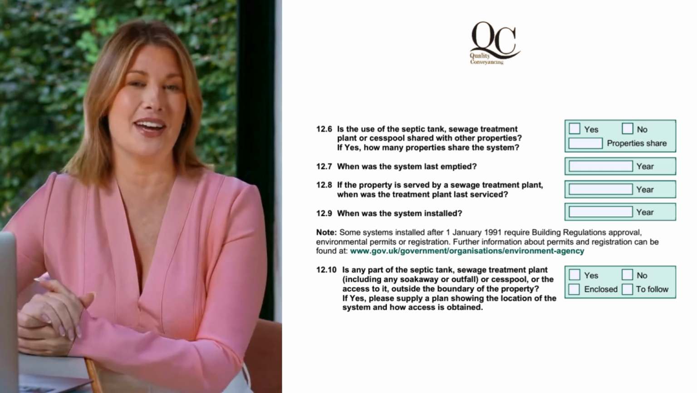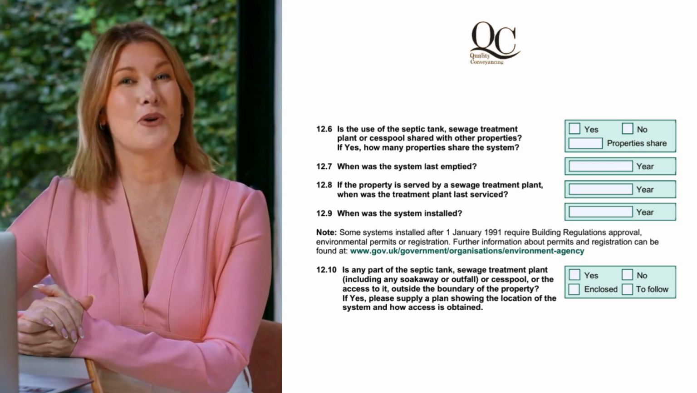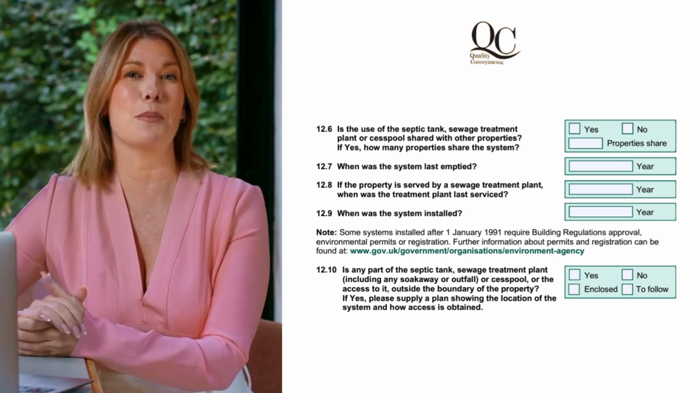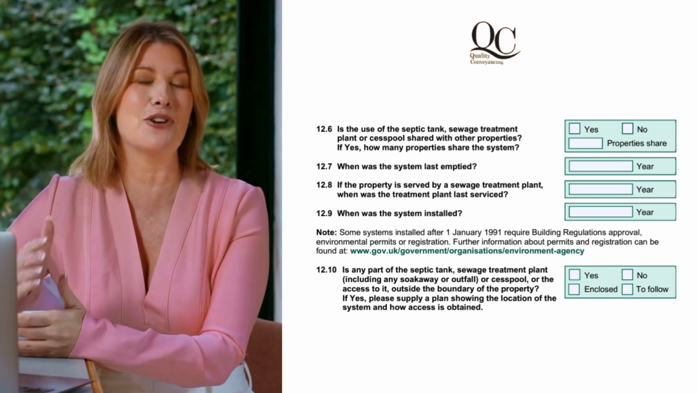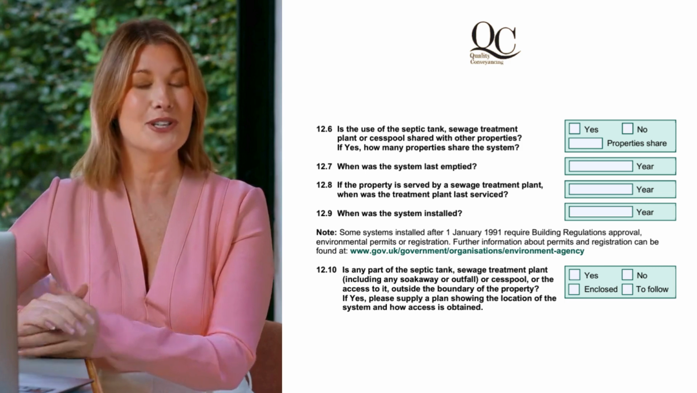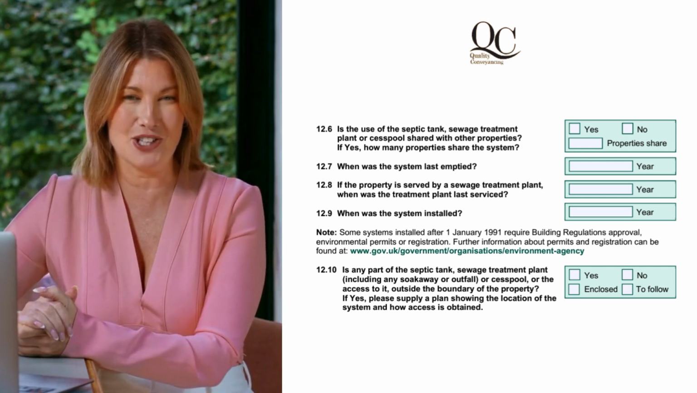Finally, you'll be asked whether any part of the drainage system, or access to it, sits outside the property boundary. For example, if pipes or soakaways run onto neighbouring land. If so, you may be asked to attach a simple plan showing the location.